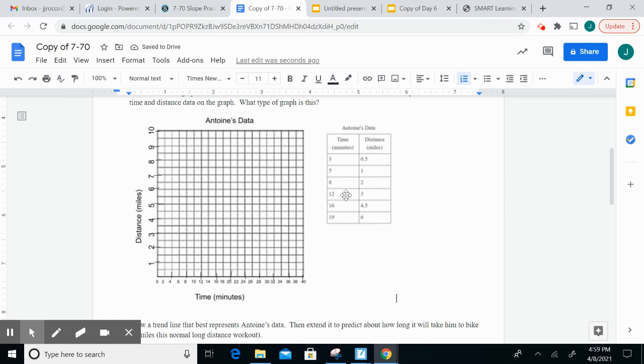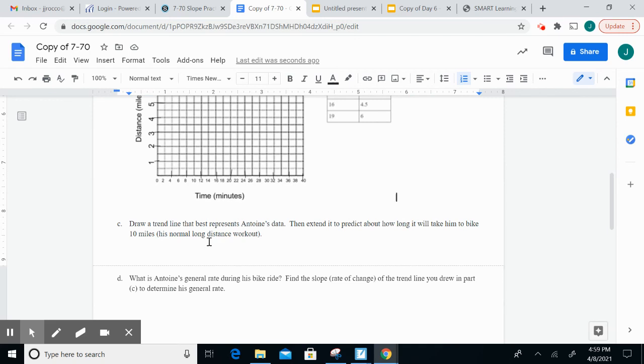All right, other than that, plot this data, draw the trend line, find the slope. That's all you're going to do. Part B, plot the data. Part C, draw a trend line. And D, find the slope of the line that you draw, okay?